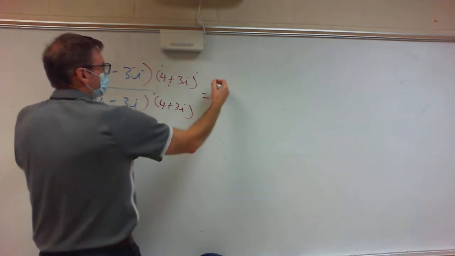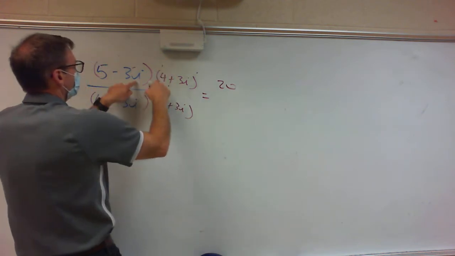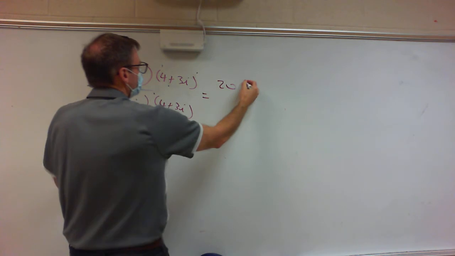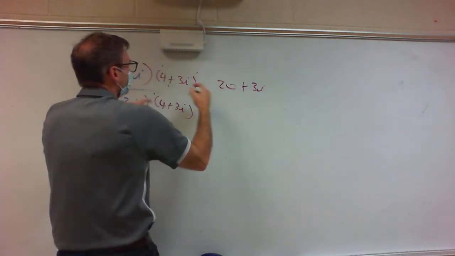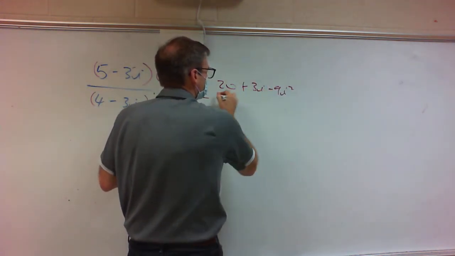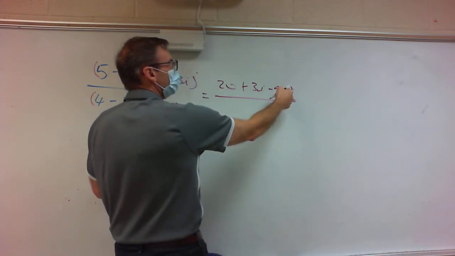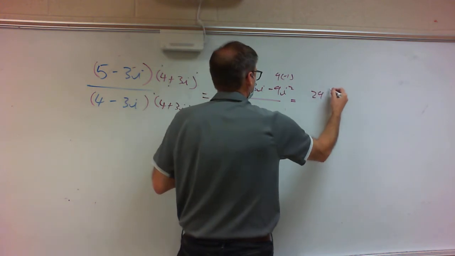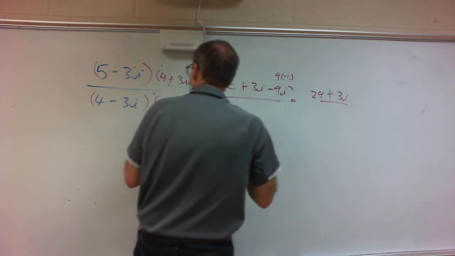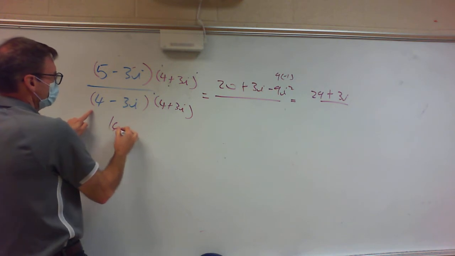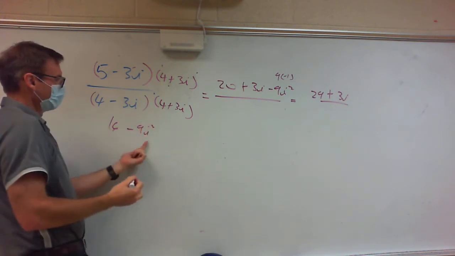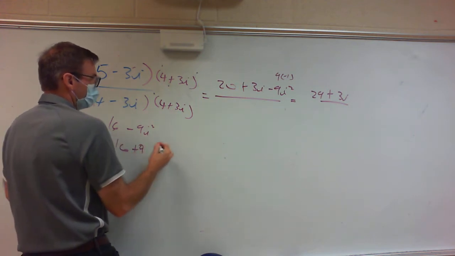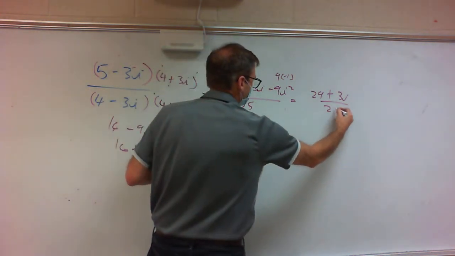We do the top part, which is going to be 20. I get minus 12i plus 15i gives me a plus 3i. And I get a minus 9i squared. Now that's going to make a plus 9, so that's going to give me 29 plus 3i. When I multiply the bottom out, that's going to give me 16 minus 9i squared. That i squared makes a negative 1, so that's going to give me 16 plus 9. So I get a 25 here, and I get a 25 here.